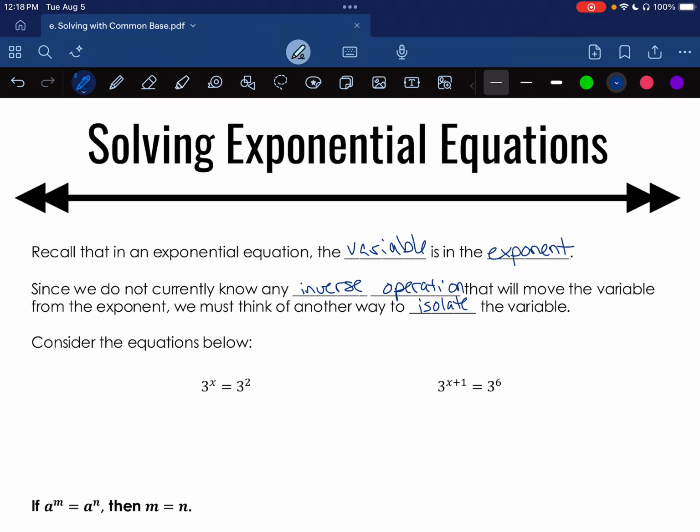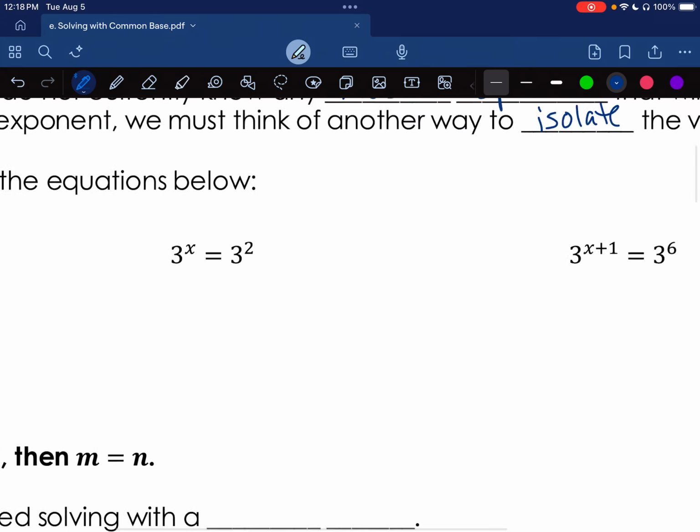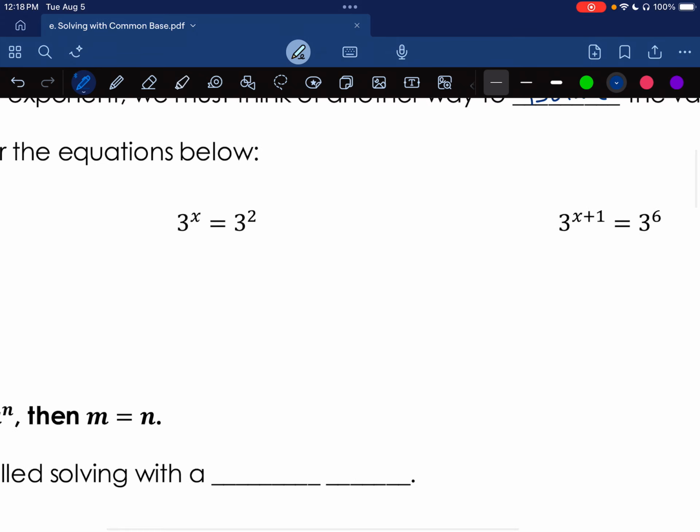So here I have 3 to the x equals 3 to the second. You're probably thinking, oh, well, x has to be 2. That's the only way that makes sense. And if we plug that back in to check our work, does 3 squared equal 3 squared? Well, of course that works. That's a true statement, or it's known as an identity. And somebody would say, that works.